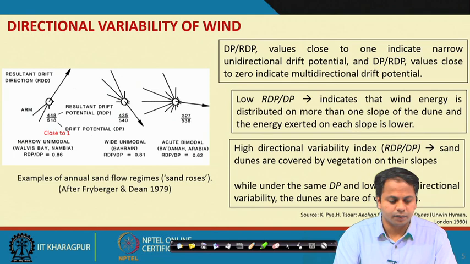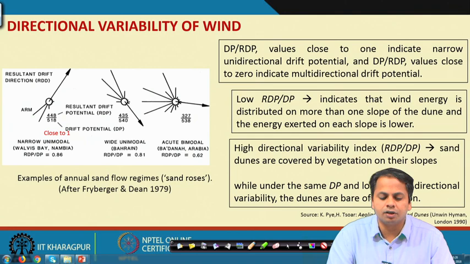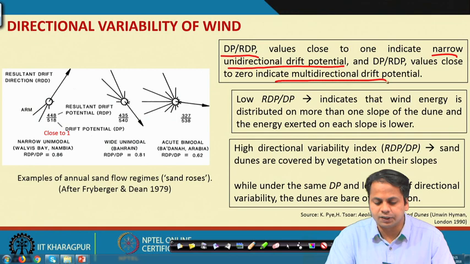As I said, this index of directional variability, the ratio of RDP by DP, if its value is close to 1, indicates narrow unidirectional drift potential, and if this ratio is close to 0, it indicates the possibility of multidirectional drift potential. Let us see one example here.